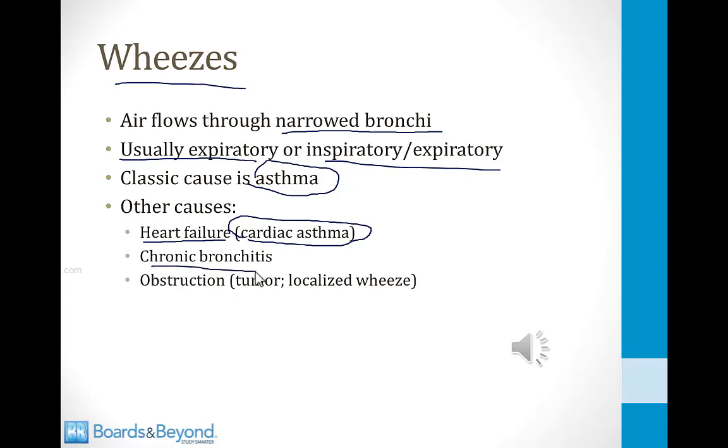Patients with chronic bronchitis can get wheezes, and then very rarely patients who have an obstruction to airflow, like from a tumor, will get a localized wheeze just in one lobe of the lung. If you ever see a question where there's a localized wheeze in the right upper or left upper lobe, this should tip you off that they may be describing a tumor. And I've got an example of wheezes that I'll play for you now.